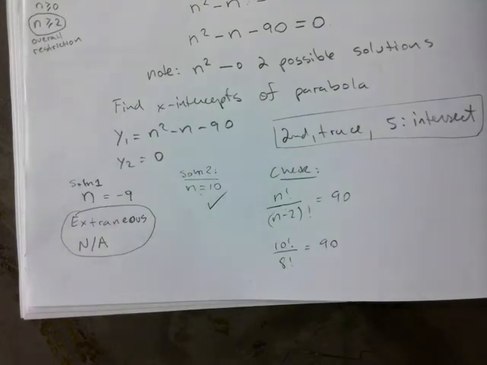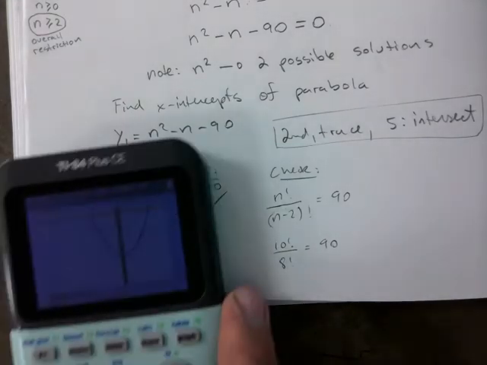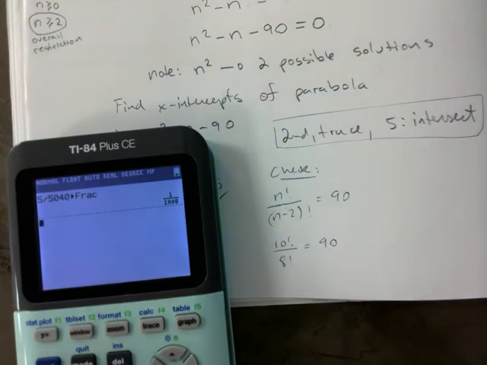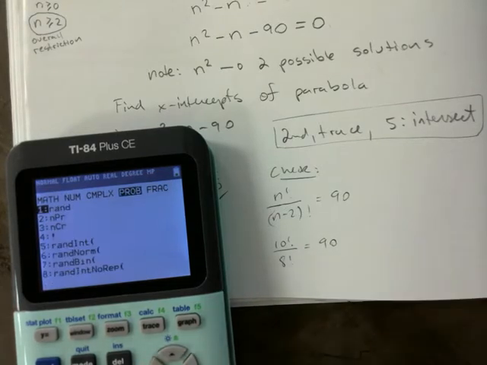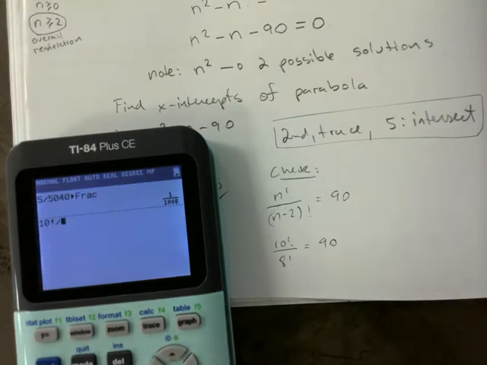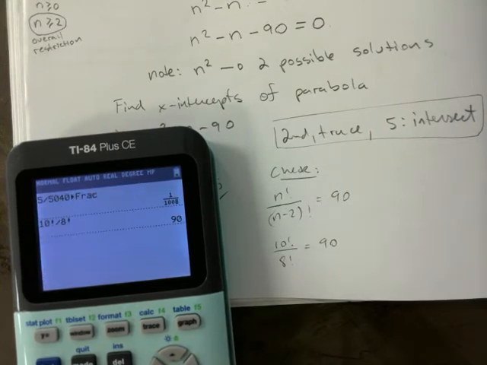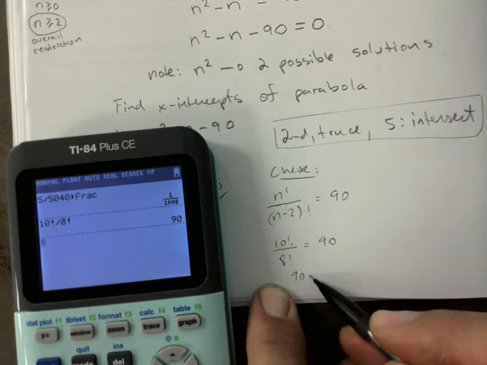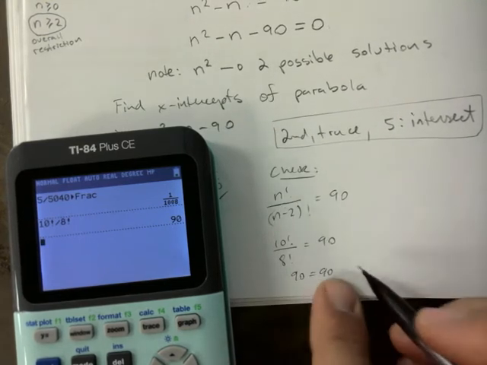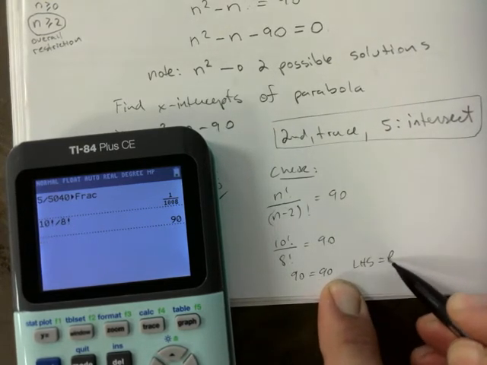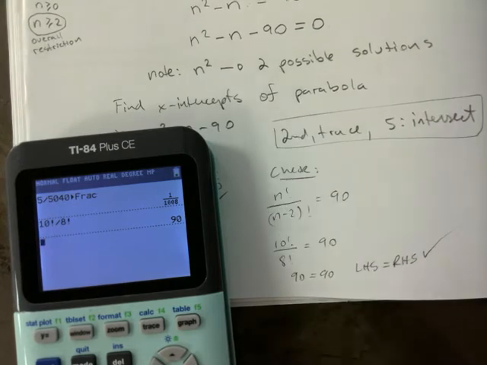You can expand. You can do whatever you want. You can use your calculator at this point. So I'm going to go 10, math, probability. 10 factorial divided by 8 factorial. If it doesn't work, you have to expand, right? Anybody come up with a shortcut? So that's 90. Okay, so left-hand side equals right-hand side. It's correct.